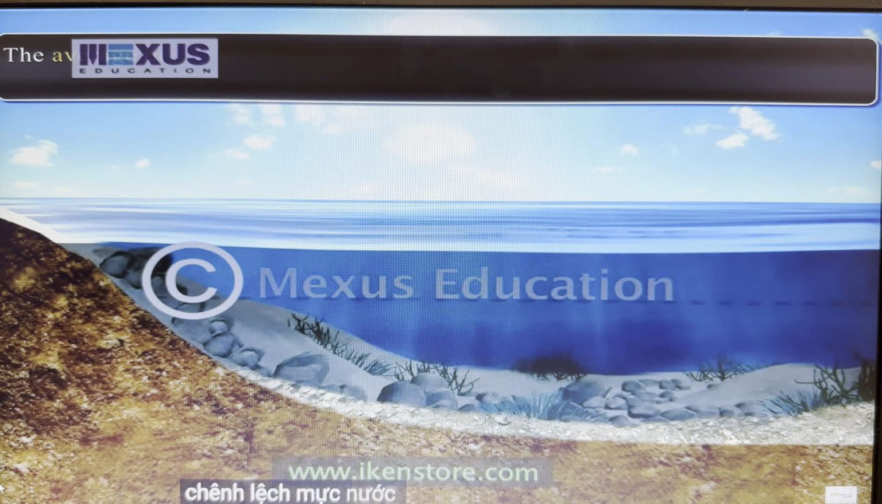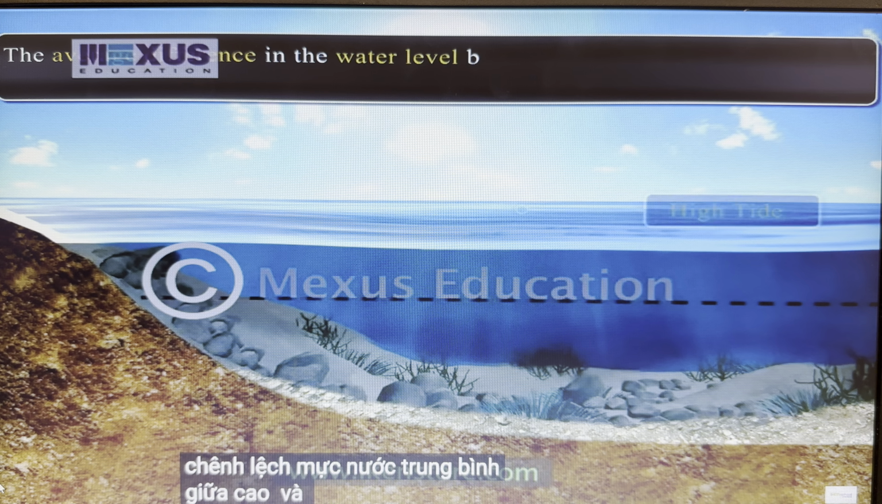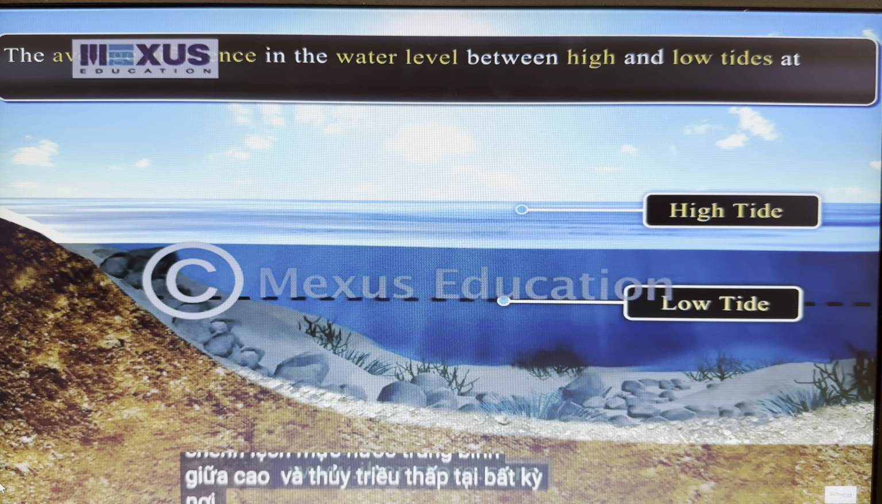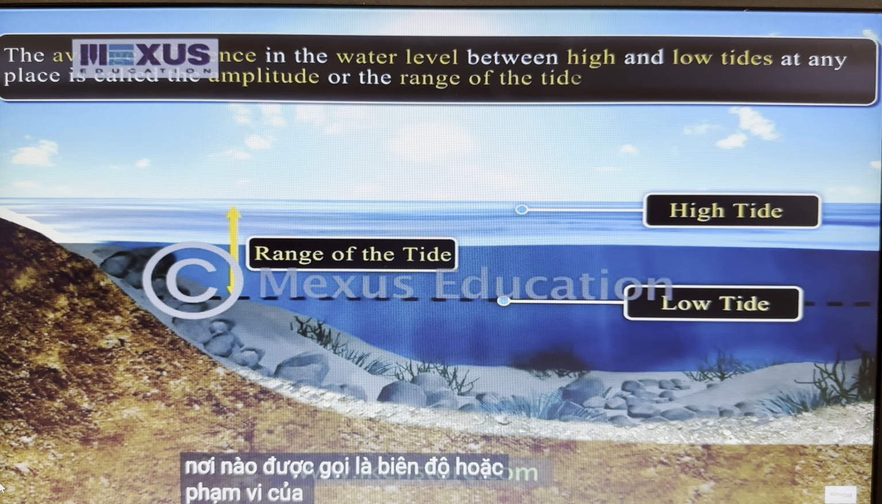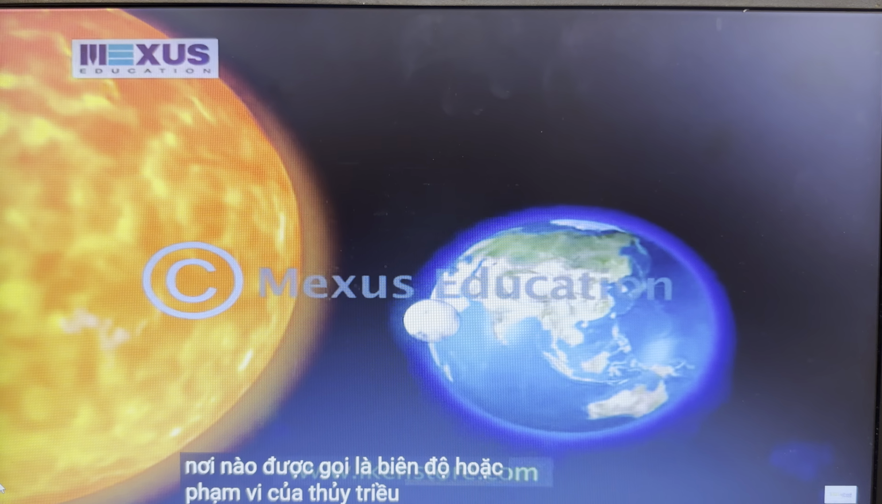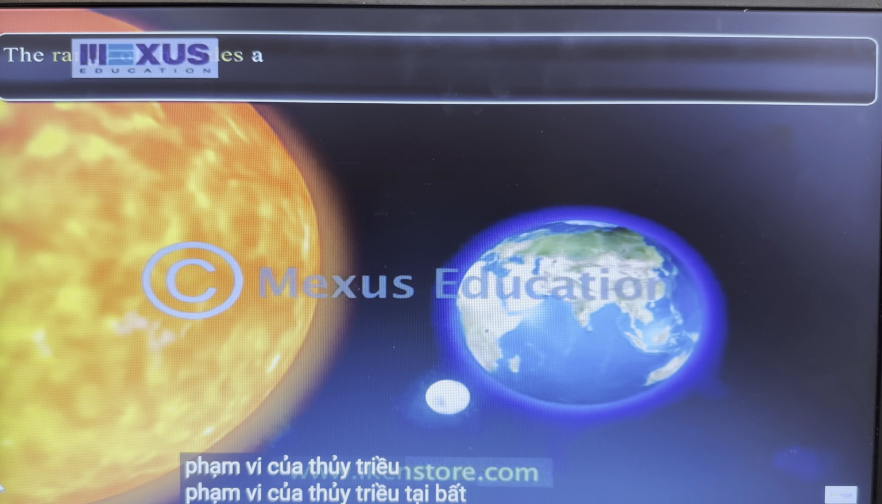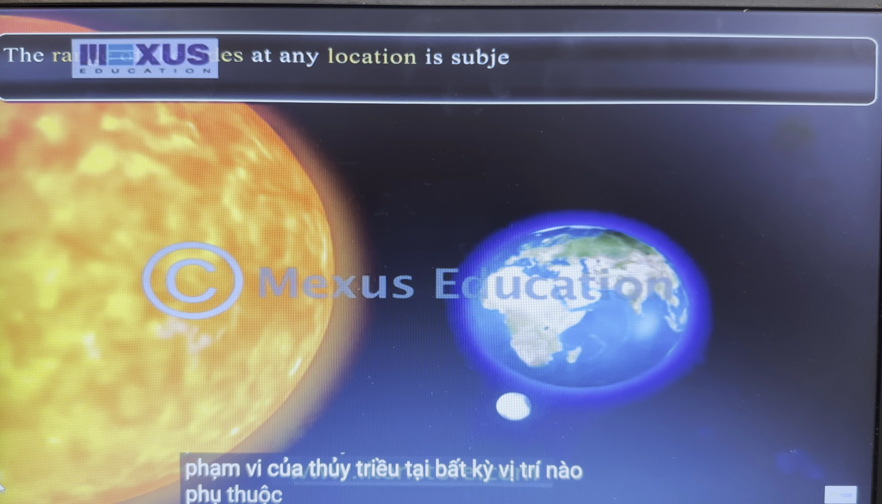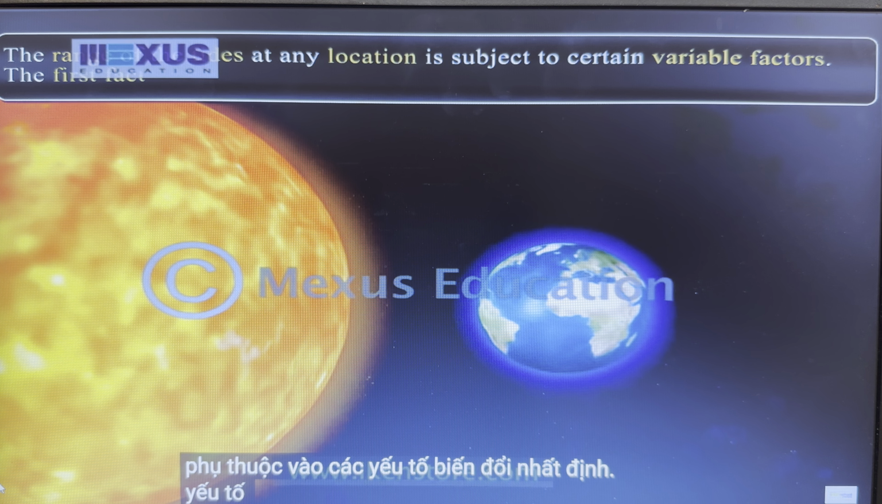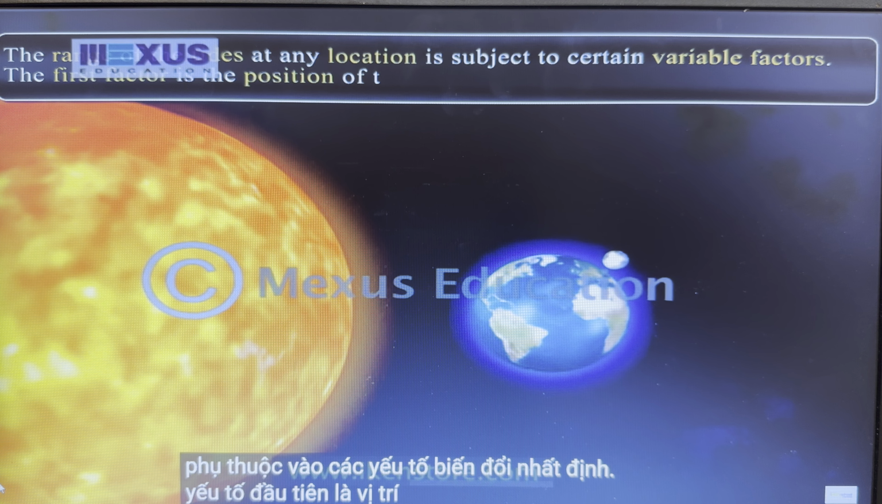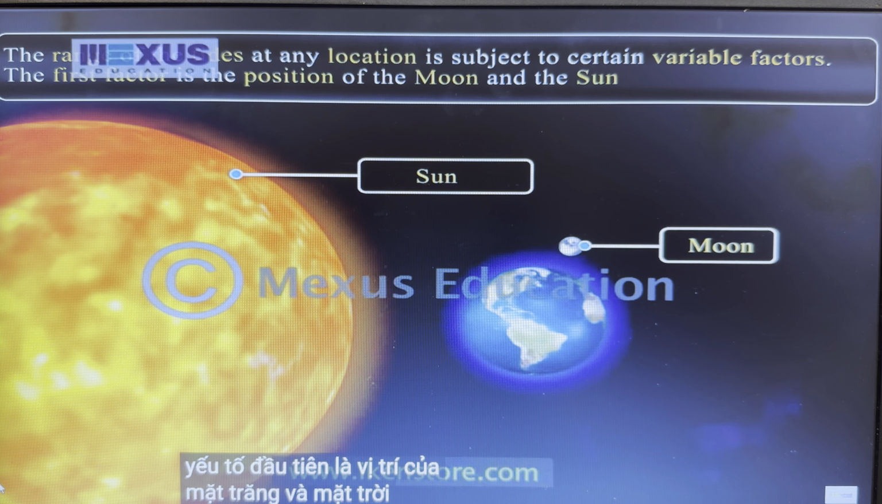The average difference in the water level between high and low tides at any place is called the amplitude or the range of the tide. The range of the tides at any location is subject to certain variable factors. The first factor is the position of the moon and the sun.